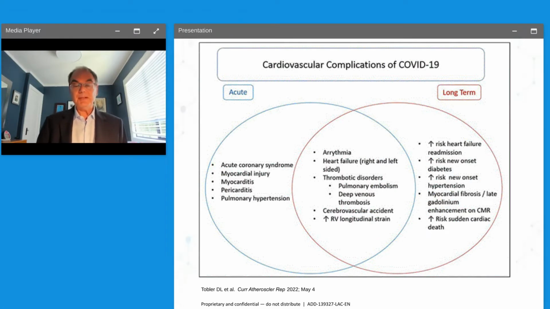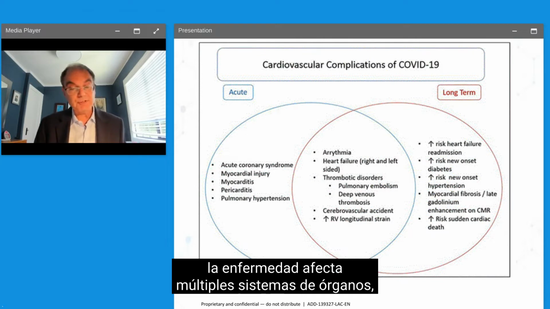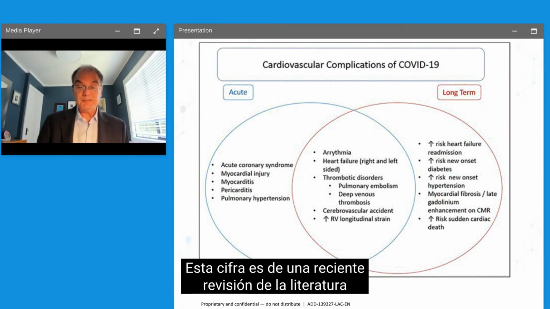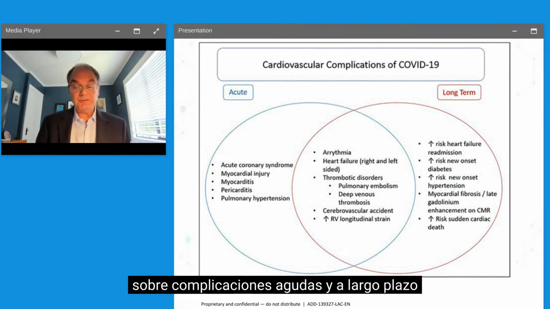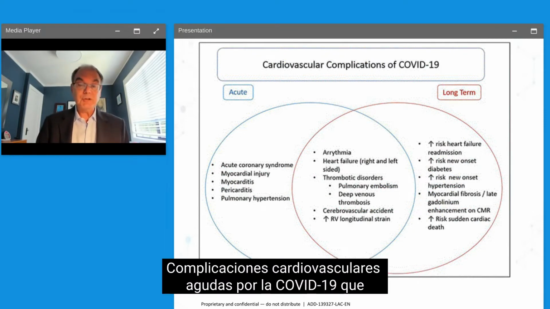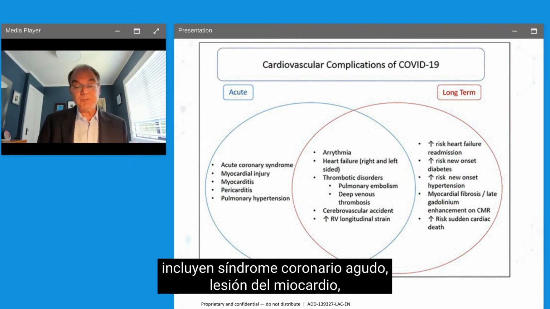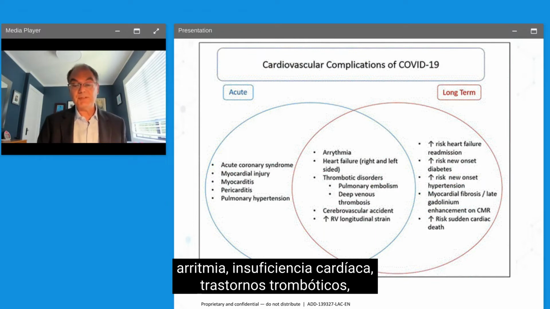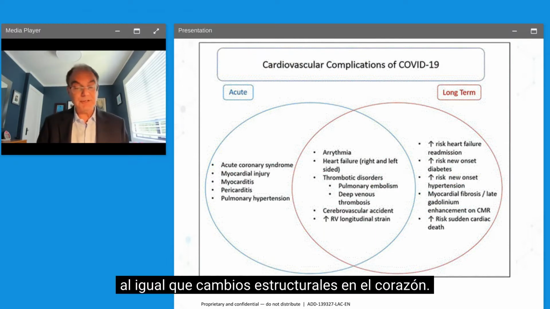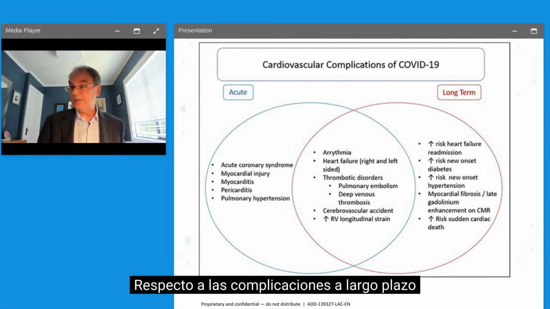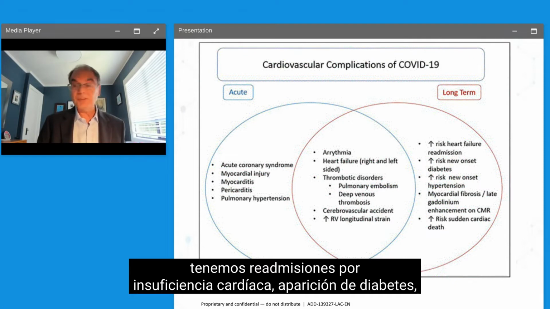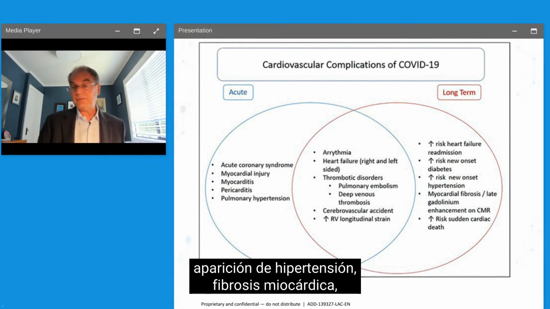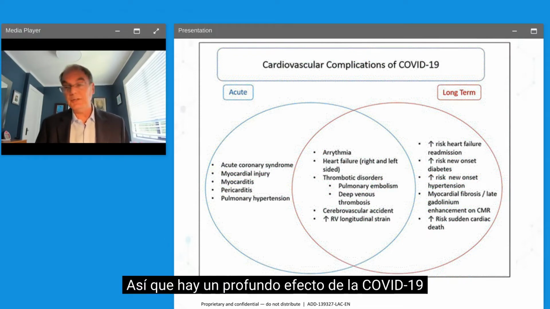So COVID is a global pandemic. The illness affects multiple organ systems, including the cardiovascular system. This figure is from a recent review of the literature on long-term and acute complications related to COVID-19 infection. Acute cardiovascular complications of COVID-19 include acute coronary syndrome, myocardial injury, myocarditis, pericarditis, pulmonary hypertension, arrhythmia, heart failure, thrombotic disorders, cerebrovascular disease, and also structural changes in the heart. Whereas long-term complications include heart failure readmissions, new-onset diabetes, new-onset hypertension, myocardial fibrosis, and risk of sudden cardiac death. So there's a profound effect of COVID-19 on the cardiovascular system.